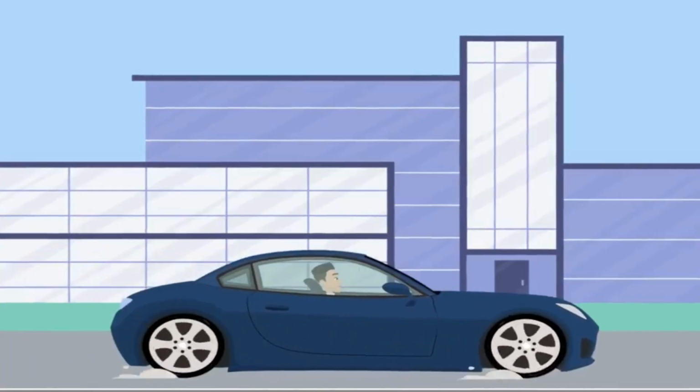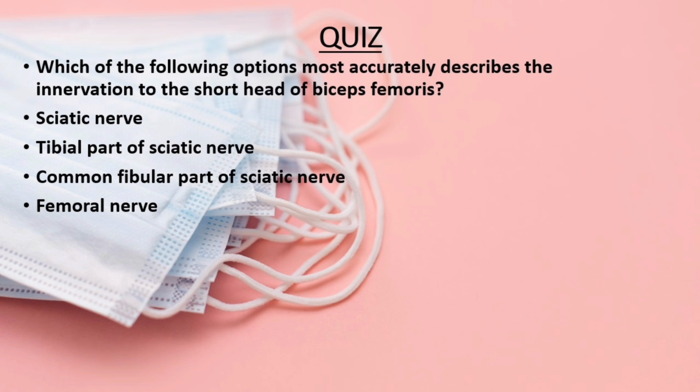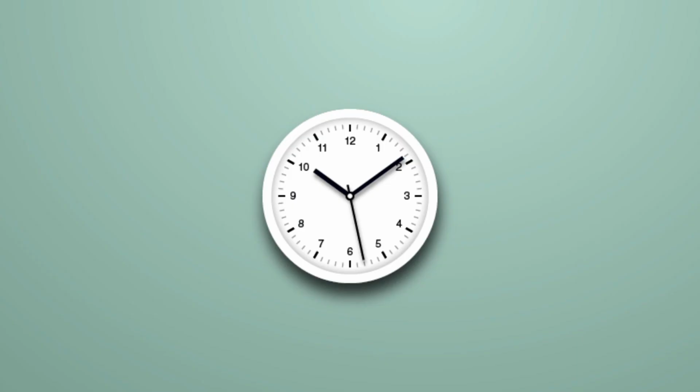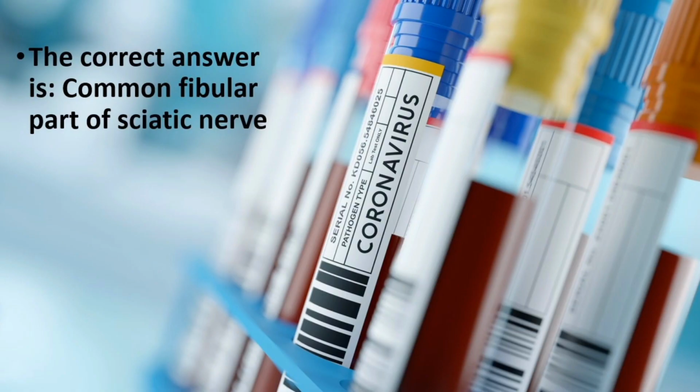Now let's have a quiz. 1. Which of the following options most accurately describes the innervation of the short head of biceps femoris? Sciatic nerve. Tibial part of the sciatic nerve. Common fibular part of the sciatic nerve. Femoral nerve. The correct answer is common fibular part of the sciatic nerve.